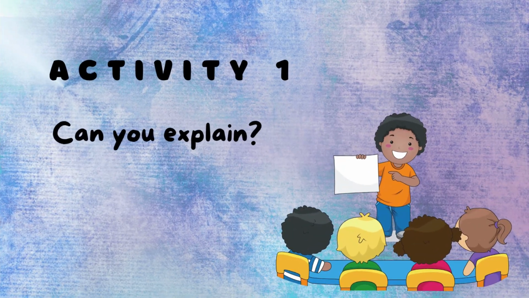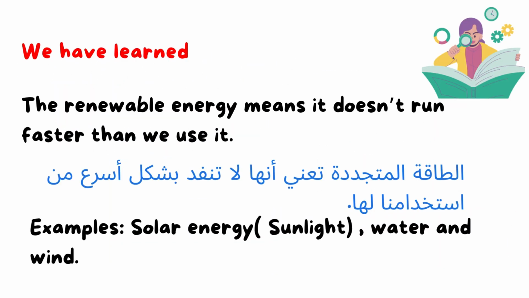Okay. Now we will start with activity 1. Can you explain? As we have learned, renewable energy means it doesn't run out faster than we use it. It can be replaced quickly as we use it.